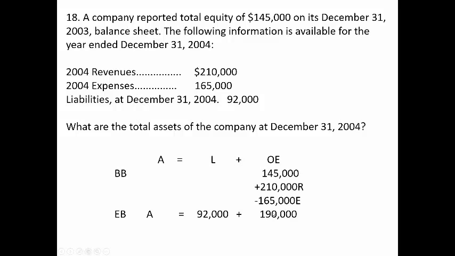2004 of $190,000. So if the ending owner's equity is 190 and the ending liabilities are 92,000, like it says right here, what are the ending assets? Well, the ending assets would be the sum of these two, which would be 282.